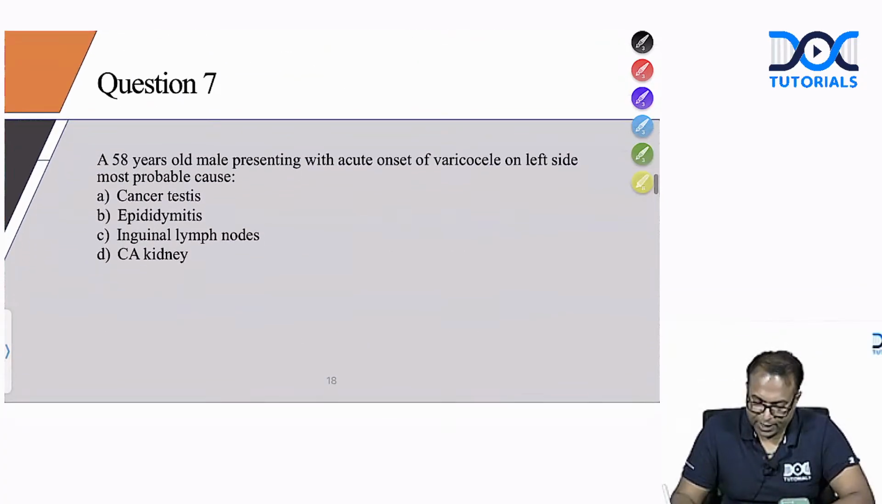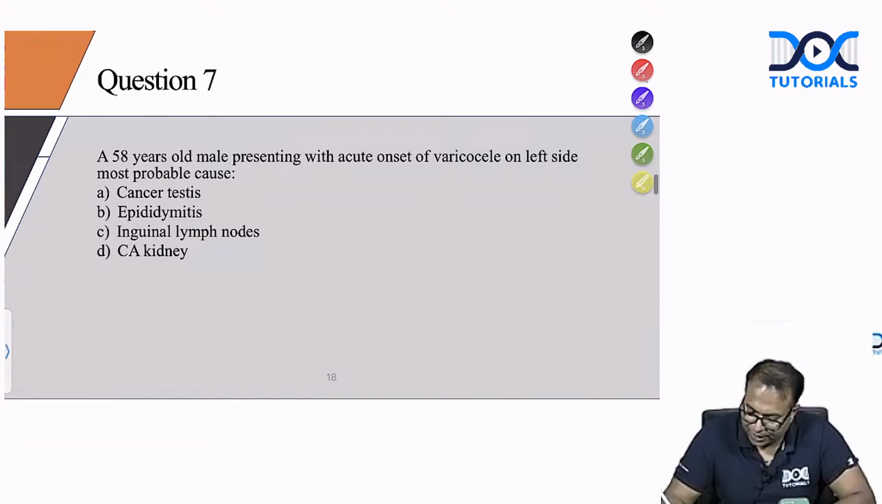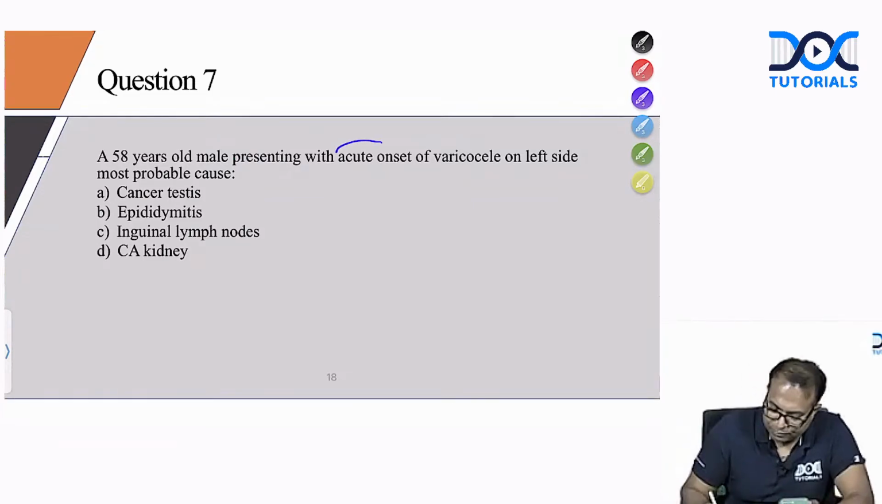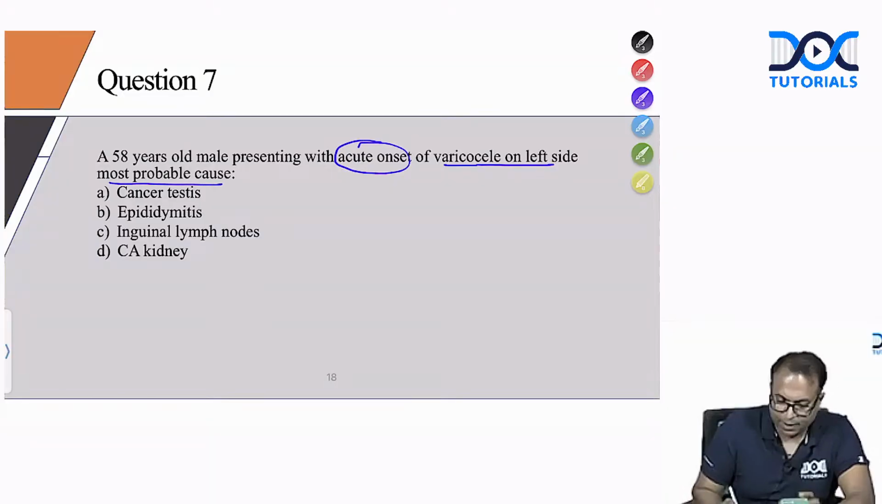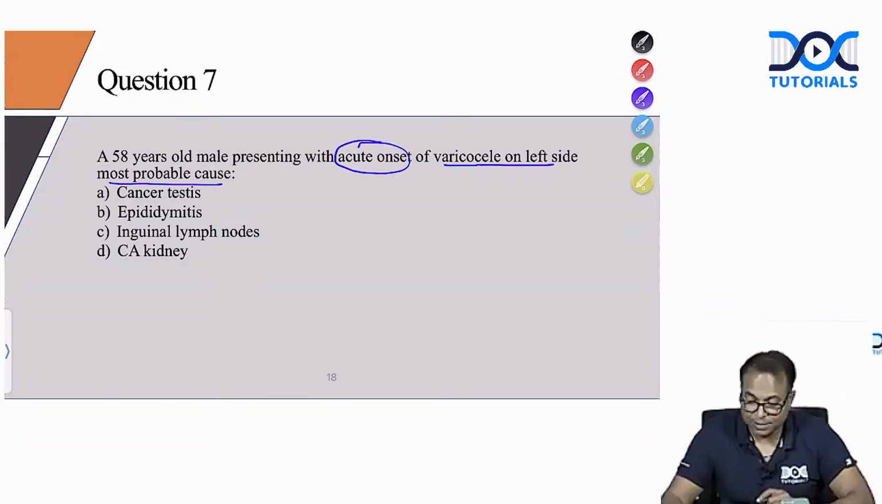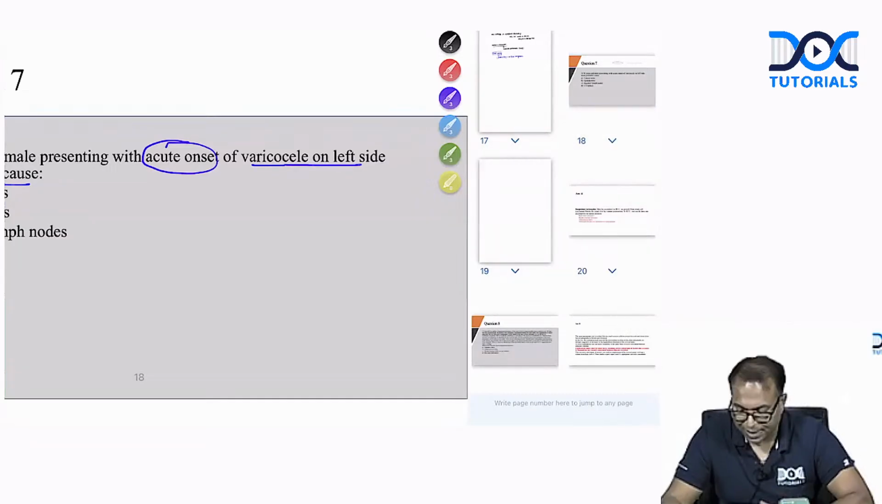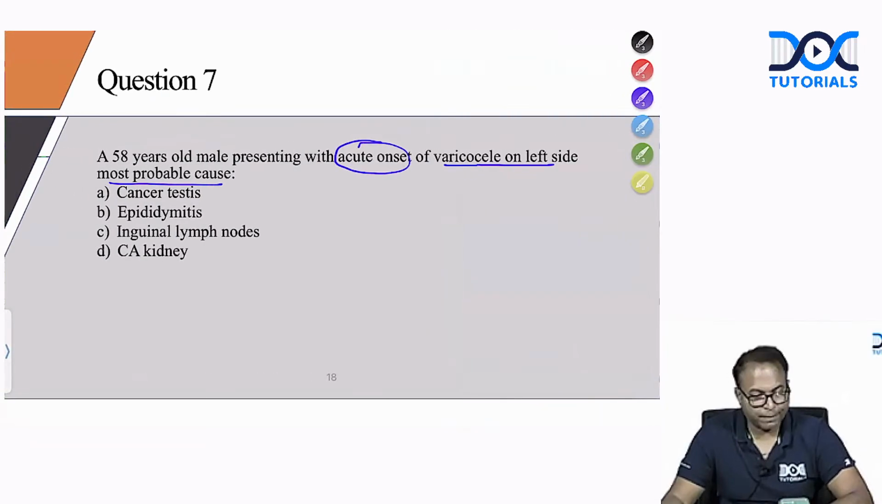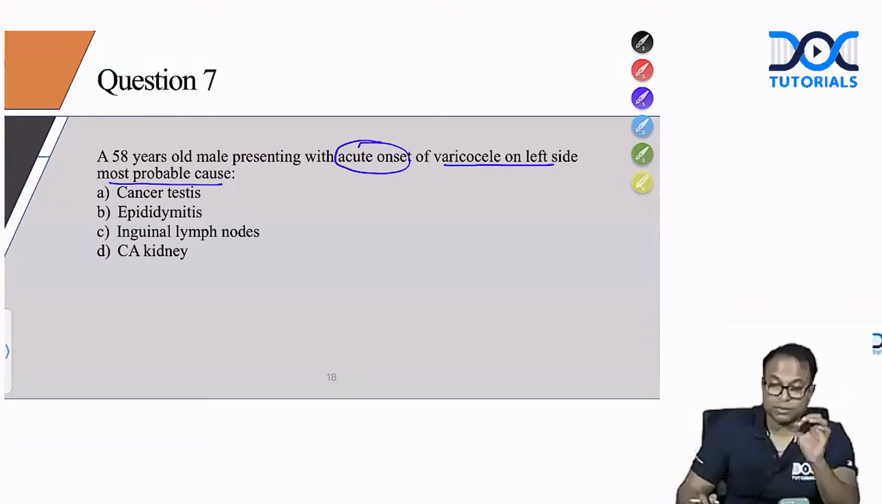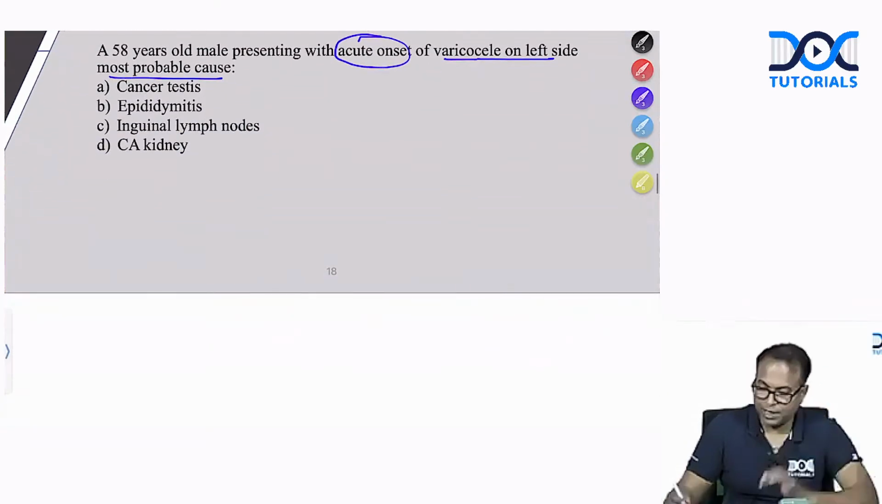So a 58 year old male presented with acute onset varicocele of the left side. This is a classical MCQ. You should already be able to answer this question because it's a classical clinical question for final MBBS students. What is the answer for this question? Sudden varicocele on the left side.